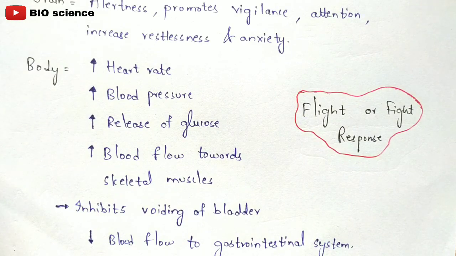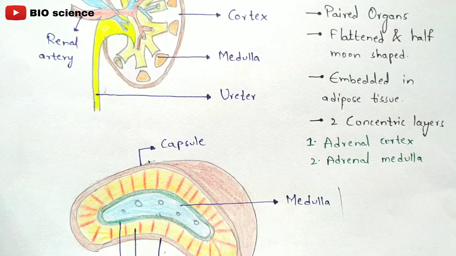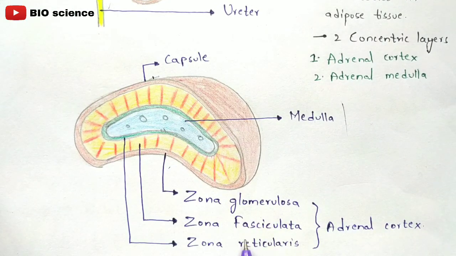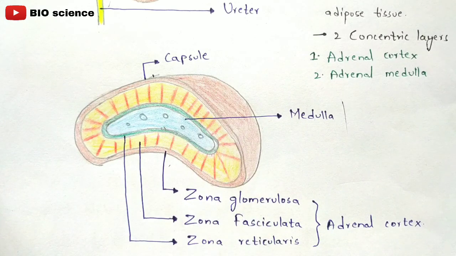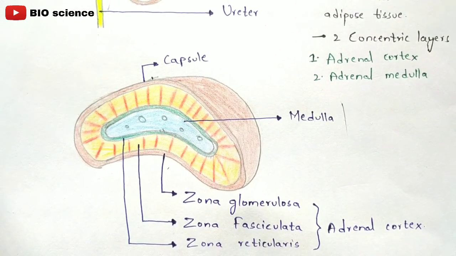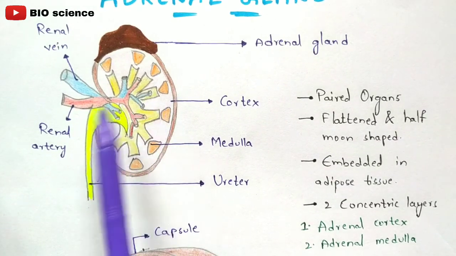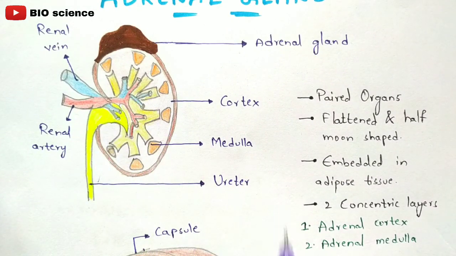Now we have discussed the two concentric layers called the adrenal cortex and the adrenal medulla. The adrenal cortex contains three sublayers, or three zones, and this is the adrenal medulla, right? This is just a subsection of the adrenal gland. Normally the adrenal gland is present on the upper surface of both kidneys, okay? So this is about the adrenal gland.